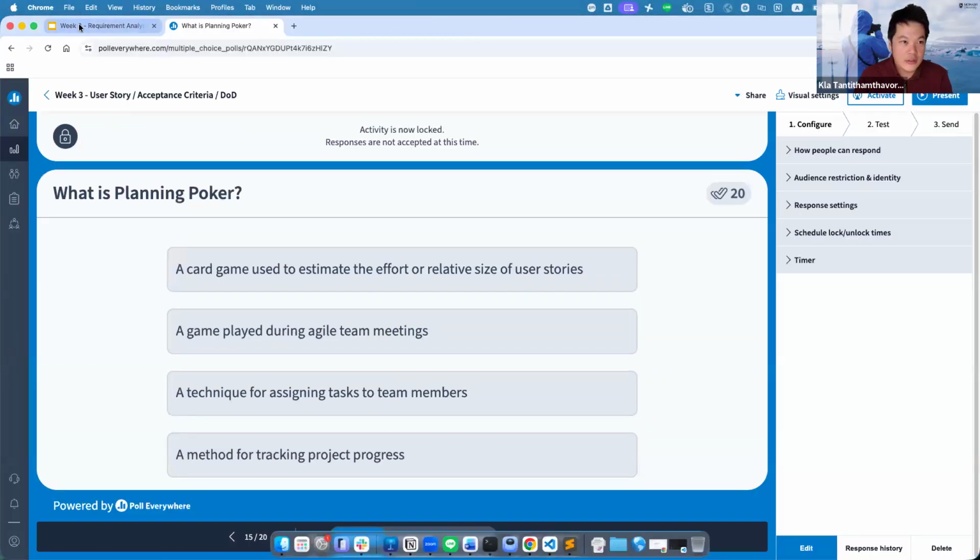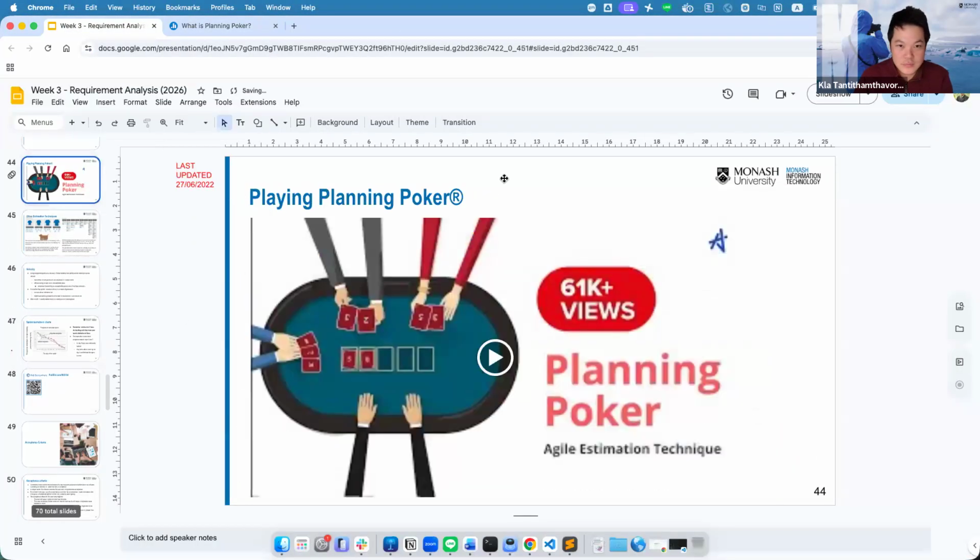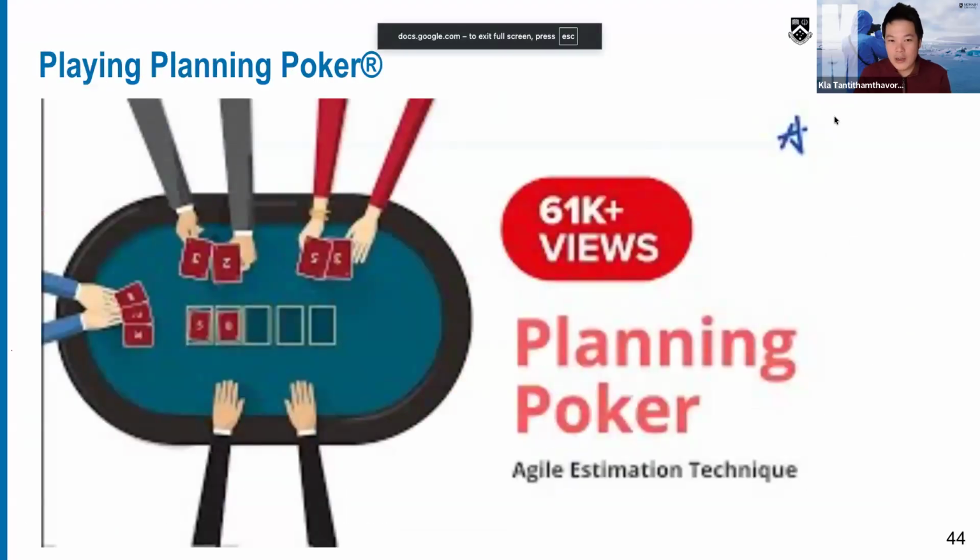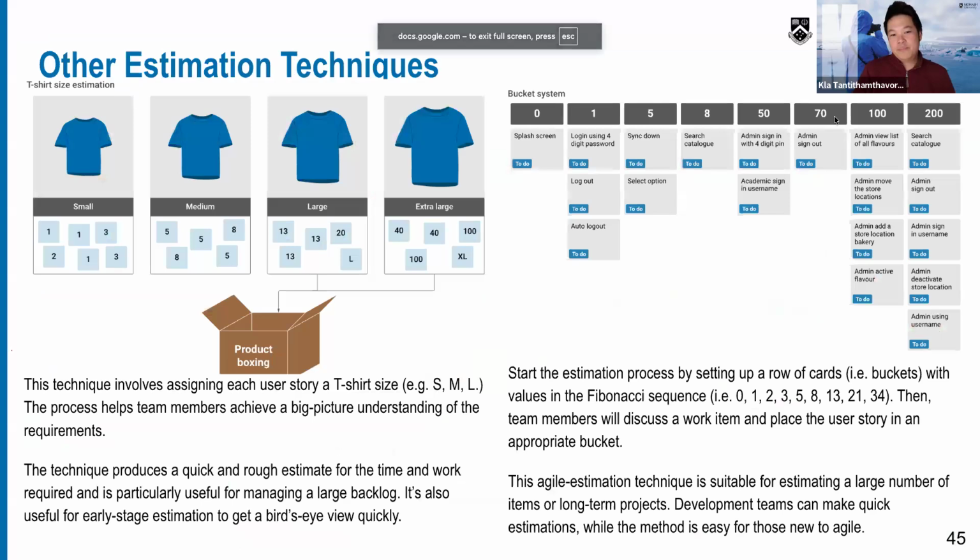Maybe I should continue. So I talked about the planning poker already. When the consensus cannot be reached, you need to play the planning poker game until the consensus is reached, and then you assign the story point to that user story.